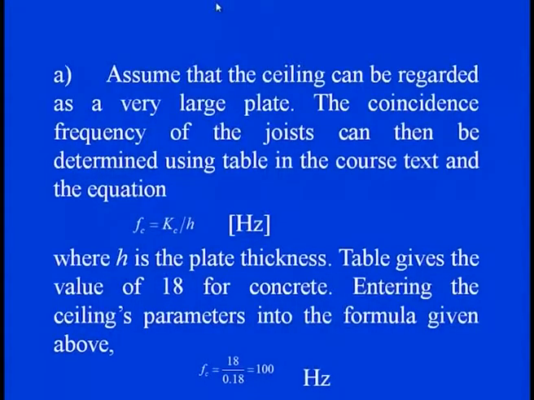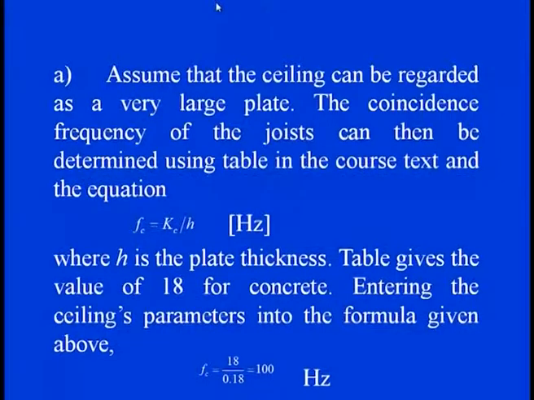So, in the first case we need to see that the ceiling can be regarded as a large plate, and the coincidence frequency of these joists, which we discussed in chapter 15, can be found by Fc equals Kc divided by H, where H is the plate thickness which we have already considered as 18 millimeter.